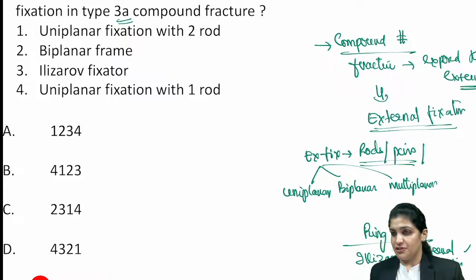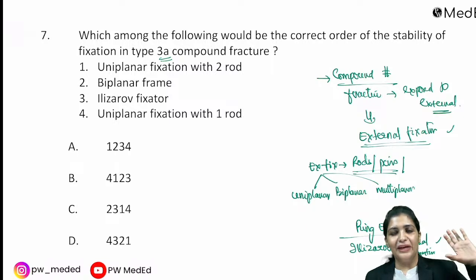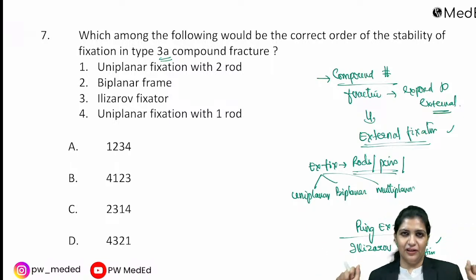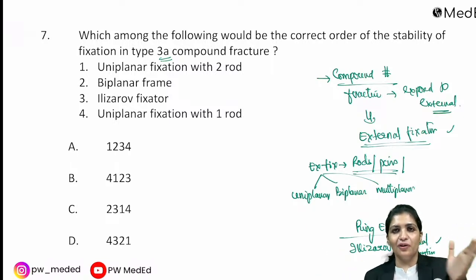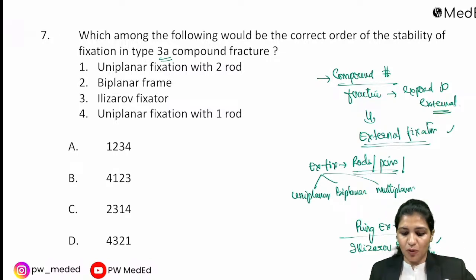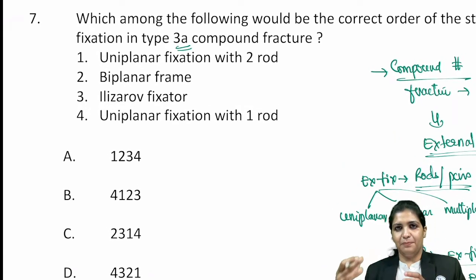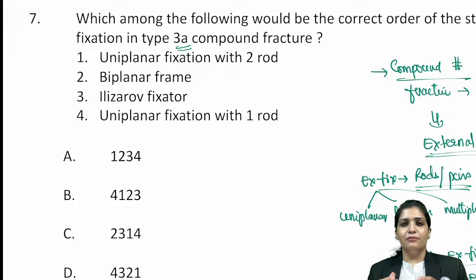Ilizarov external fixation, right? So these are the types of external fixation which you have to remember. Mainly there are two types, the rod one and the rings one. When we say the rod or the pins, it is a tube type, or you can also call it a tube external fixator, and this can be applied in a uniplanar, biplanar or multiplanar fashion, right? Based upon that, the stability added to that fracture pattern will depend upon your fixation.